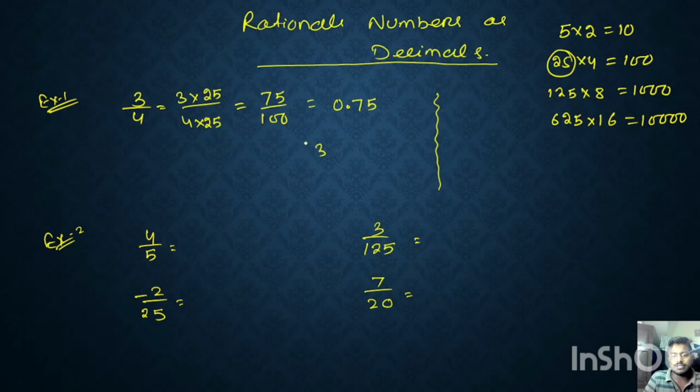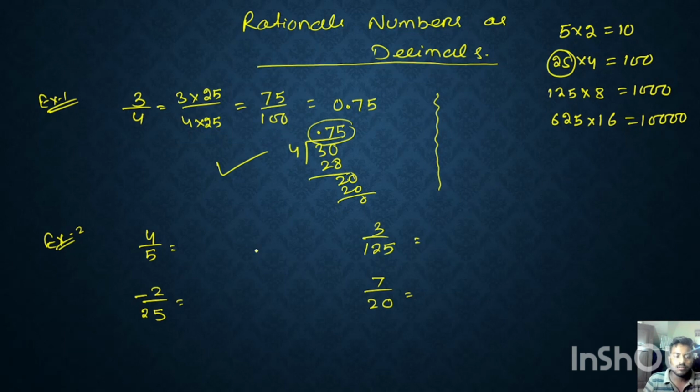Or similarly, you can divide. 3 divided by 4, then 4 point, then 4 sevens are 28, then 2 of decimal, so 0, 20, 4 fives are 20. So the answer is 0.75. These are the two methods: either you can divide, or convert the denominator into 10, 100 or 1000.